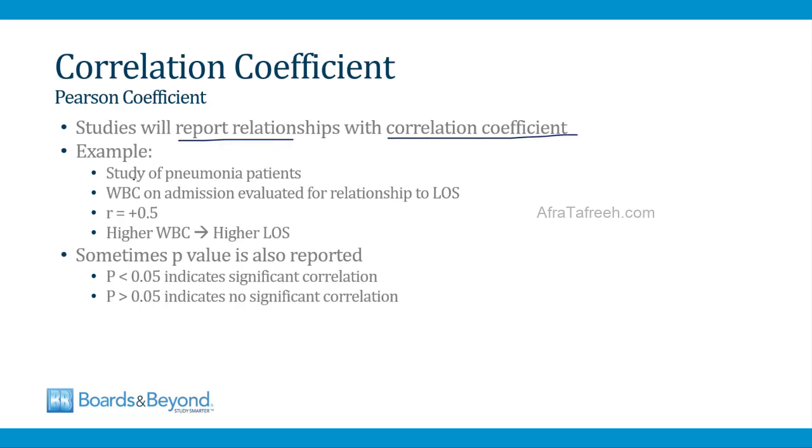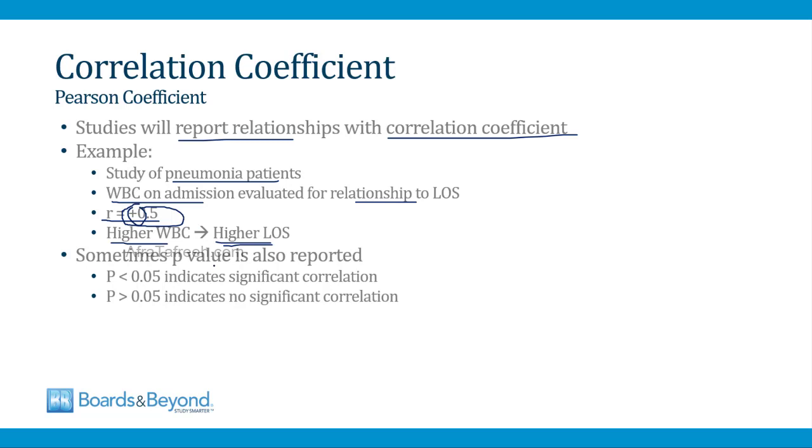For example, imagine a study was conducted of pneumonia patients, and the researchers examined the relationship between the white blood cell count on admission and the length of stay for treatment of pneumonia. They might report an R value of +0.5. It's a positive number, so it means the higher the white blood cell count, the higher the length of stay. But the value is only 0.5, meaning the white blood cell count at admission only explains some of the length of stay. There are other variables that are also very important.